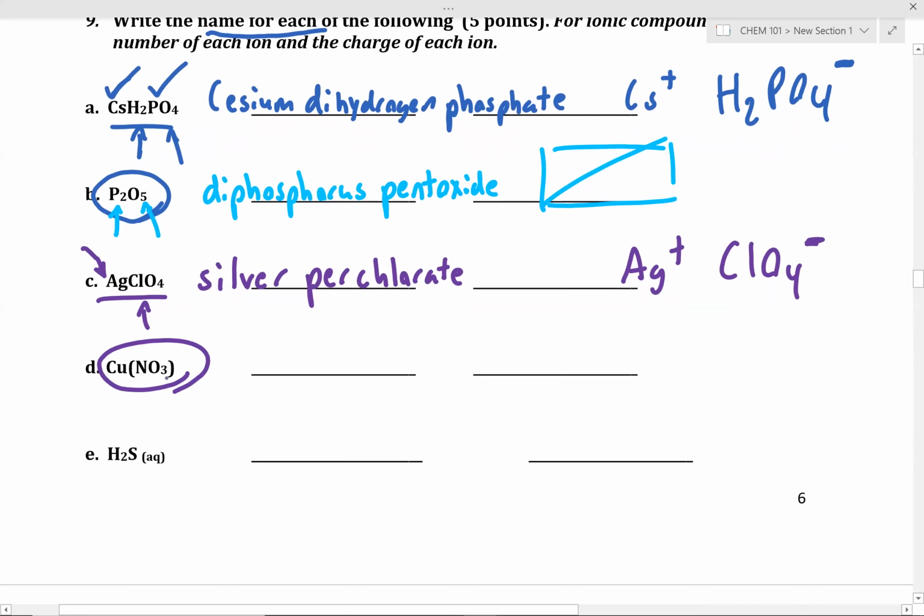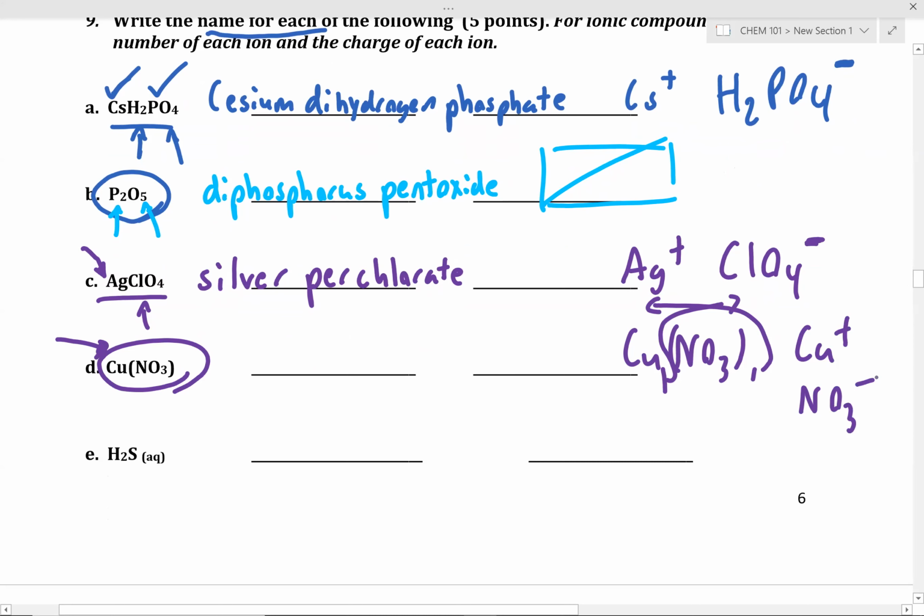For CuNO3, let's take a moment and identify, is copper a transition metal? Yes. So before we do anything, we're going to have to figure out the charges. So in CuNO3, in order to figure out the charge, we reverse cross our subscripts, and that gives us Cu plus and NO3 minus. Does this predicted charge for nitrate match our predictions? Yes. Does it match the preferred charge, the actual charge of nitrate? Yes. So everything checks out.